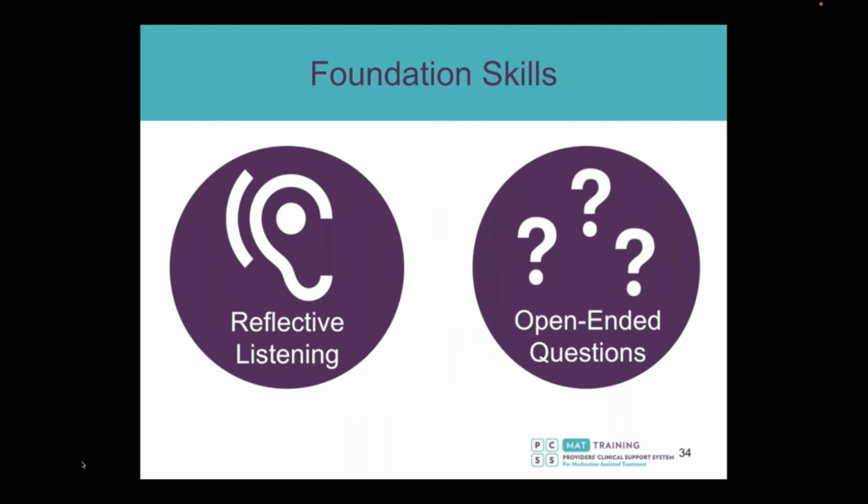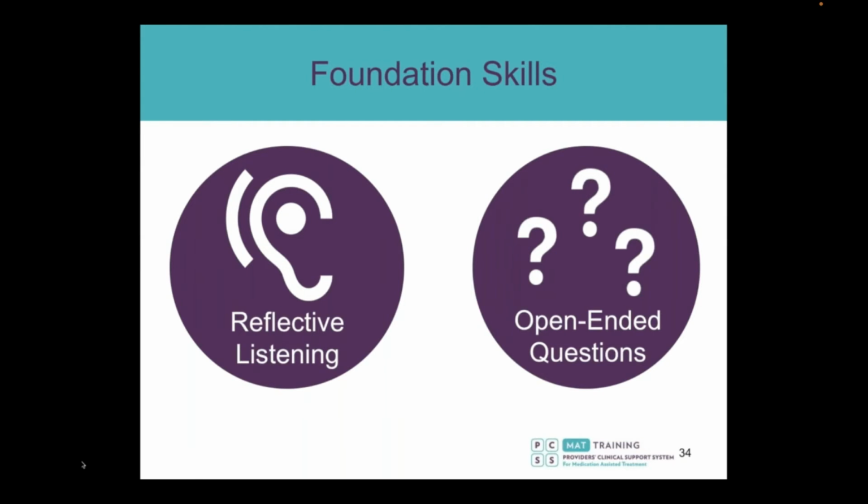Now, I will walk you through each of those, but let's reiterate some foundational skills that I'm sure you all have, but since we all learned these first long ago, it's always helpful to review them. The foundational communication skills I'm talking about here are reflective listening and asking open-ended questions. But there'll be a little twist. You'll see that in a moment.